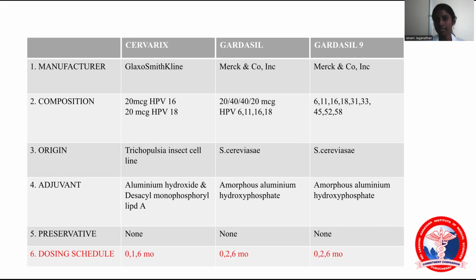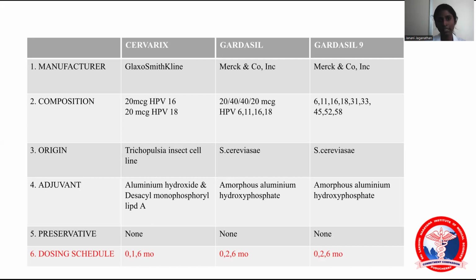And in case of Gardasil 9, it is effective against all 9 types of serotypes. The adjuvant used in Cervarix is aluminum hydroxide and 3-O-desacyl-4'-monophosphoryl lipid A. The adjuvant used in case of Gardasil is amorphous aluminum hydroxyphosphate sulfate, for both Gardasil and Gardasil 9. Regarding preservatives, no preservatives are used in any of the vaccines.